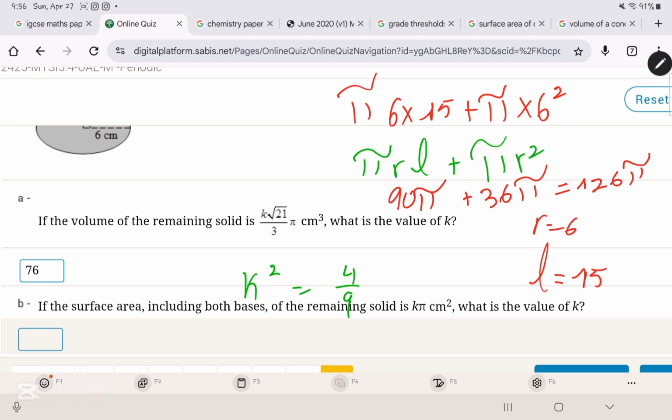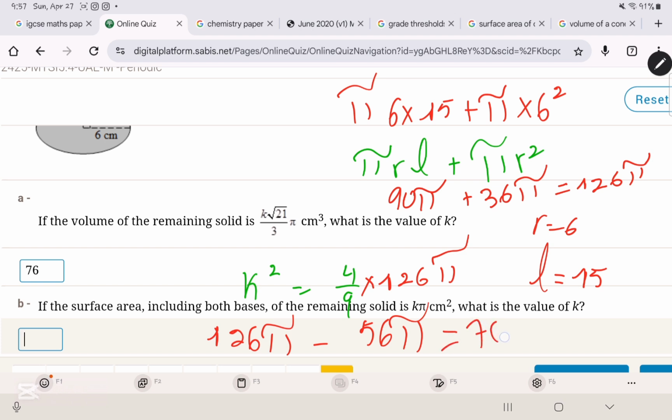So now I have the surface area of the whole thing, which is 126 pi. I will subtract from it the surface area of the other one. In order to find the surface area of the other one, you're supposed to do 4 over 9 times 126 pi, and you're going to get 56 pi. And now I will get 70 pi.